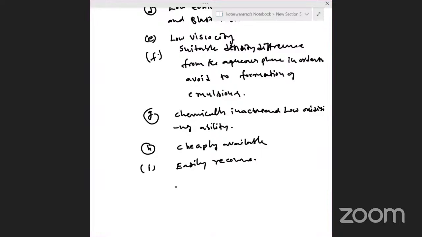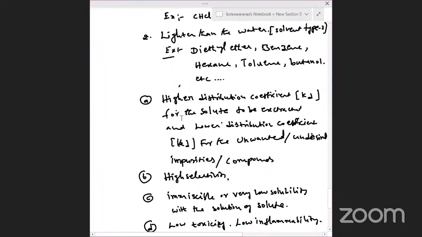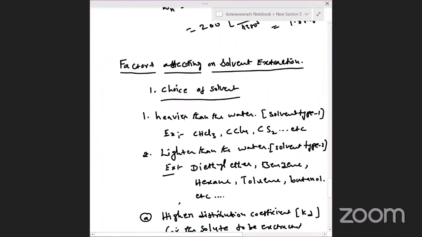At higher heat or higher temperatures, whatever solute is present in the solution mixture after extraction may not be as stable. Therefore, whenever we are heating to a higher temperature, it may undergo dissociation, association or degradation. Okay, we need to avoid this difficulty while you are selecting the solvent. Why? Again, I'm repeating, solvent selection is very important.